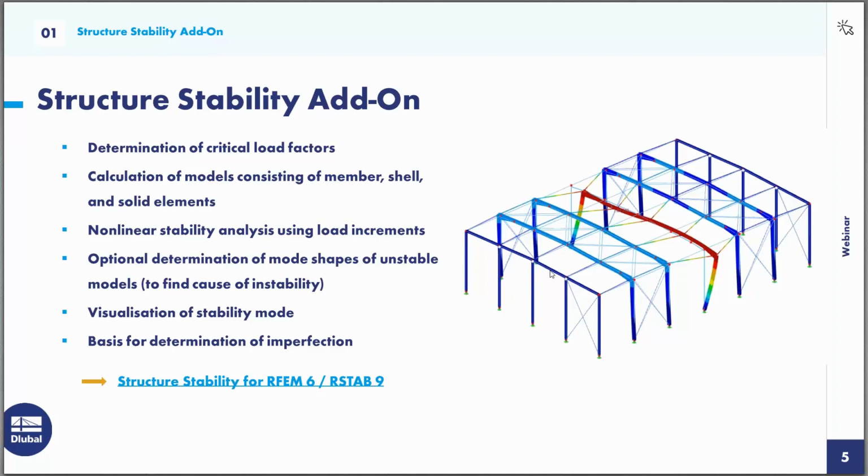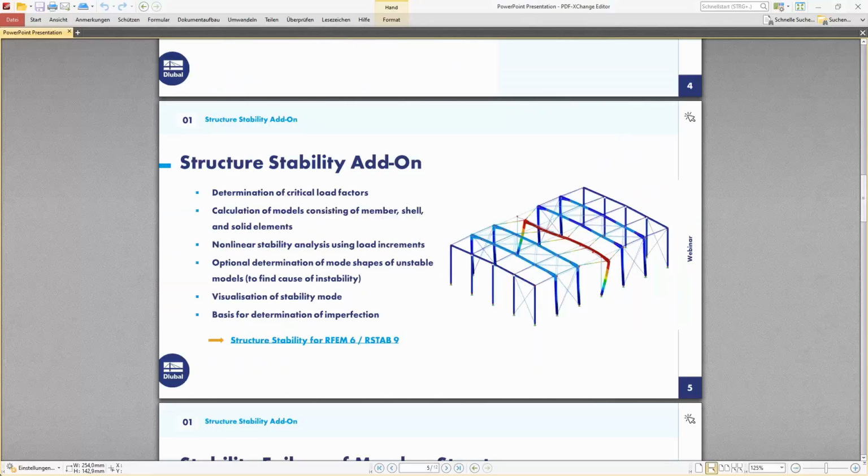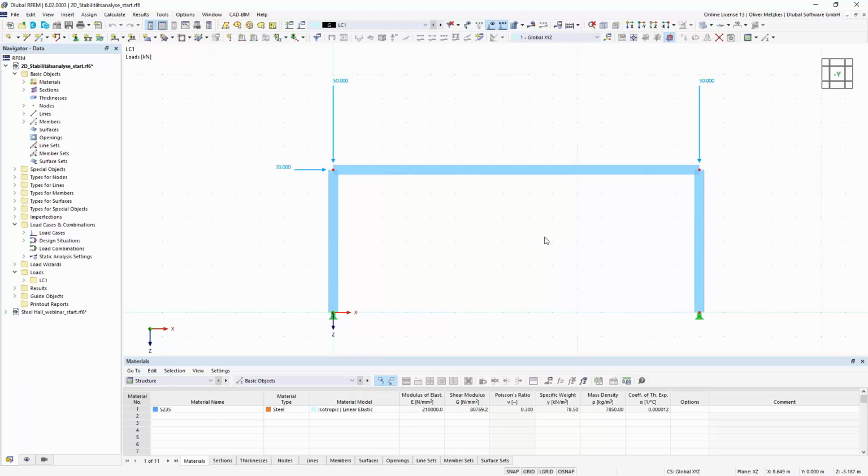In the first example, I want to use a simple model in RFEM to show you the basics of the input for the structure stability add-on and also which results we will get from the calculation with the add-on. So I will switch to RFEM and we will have the first example.